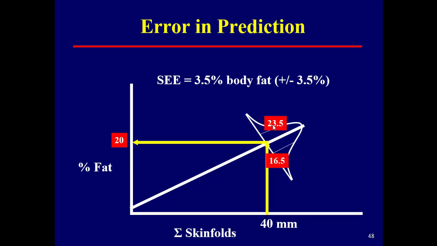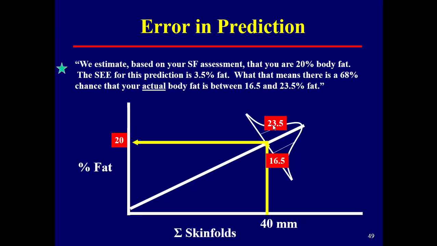It's kind of like a standard deviation. But now, instead of average deviation around the mean, we're saying what's the average amount of deviation of the actual scores around this prediction line. So, here's what we tell Joe. Joe, we estimate, based on your skin fold assessment, that you're 20% fat. The standard error of the estimate for this prediction is 3.5% fat. What this means is there's a 68% chance that your actual body fat is between 16.5 and 23.5% fat.